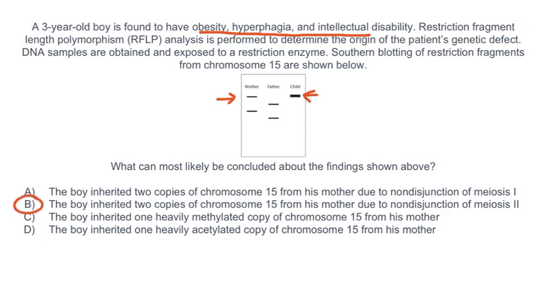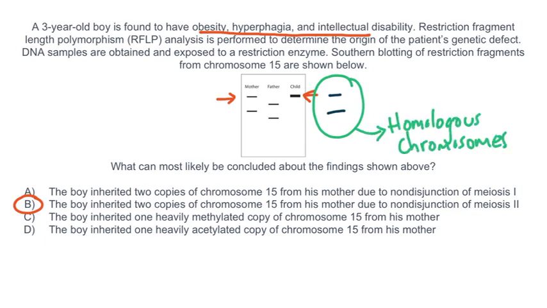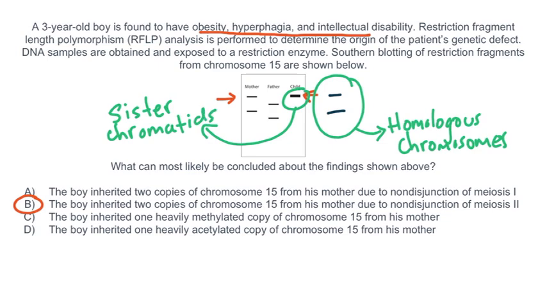How would the results have appeared if the correct answer was A? The result would have looked something like this. In this example, notice that the child shares the exact same chromosomes as his mother, meaning he inherited a pair of homologous chromosomes. So this pattern represents homologous chromosomes, whereas this pattern represents sister chromatids.